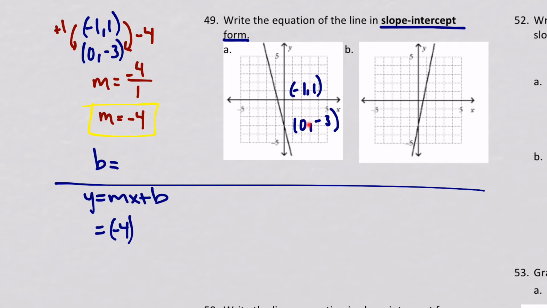Okay, so I'm going to use (0, -3). So I substitute in 0 for x and -3 for y. And then I solve for b that way. And that one should be pretty easy to see that the -4 and the 0 will cancel, leaving you with b = -3, or -3 = b. Method number 2, to write the equation, is to start with point-slope form.